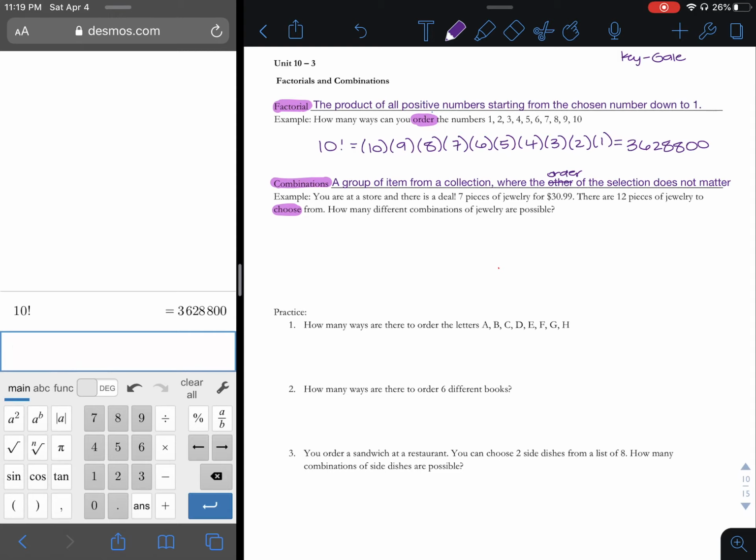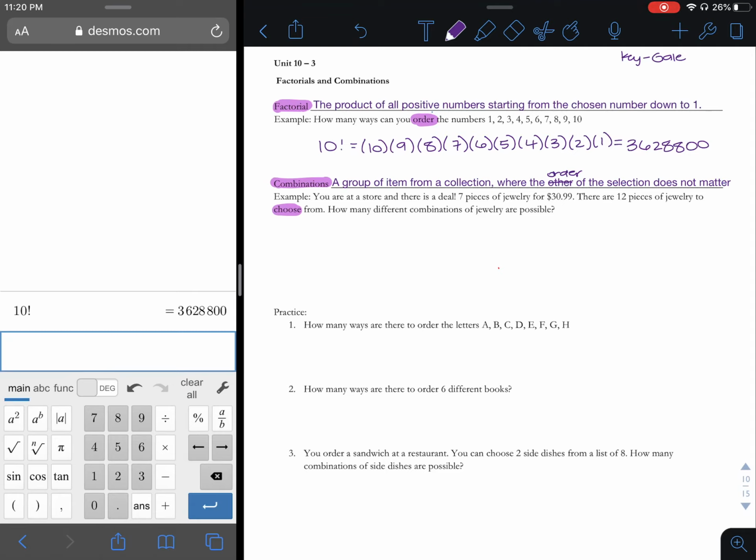How many different combinations are possible? Okay, so again, I see that word choose. This is different from factorial because with factorial, I'm talking about order. In this case, I don't care about the order. What I want to know is how many ways can I choose 7 pieces of jewelry out of 12?